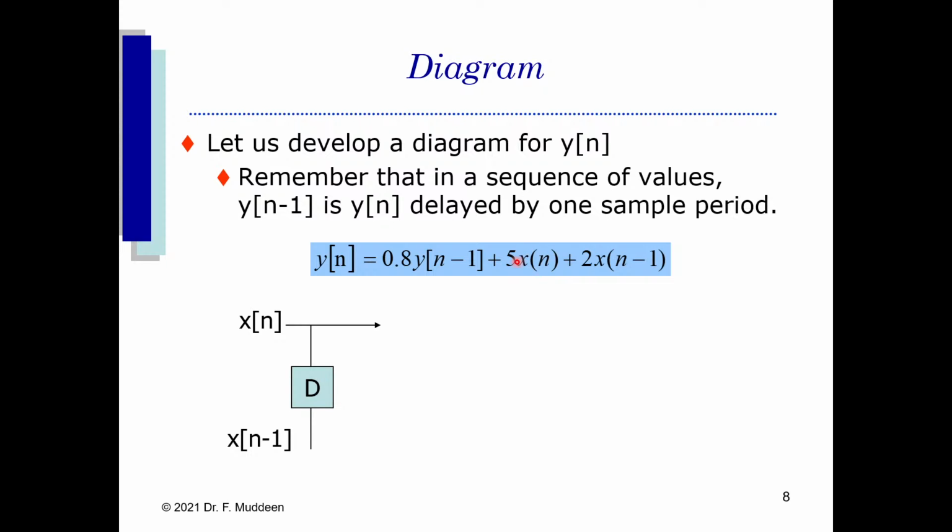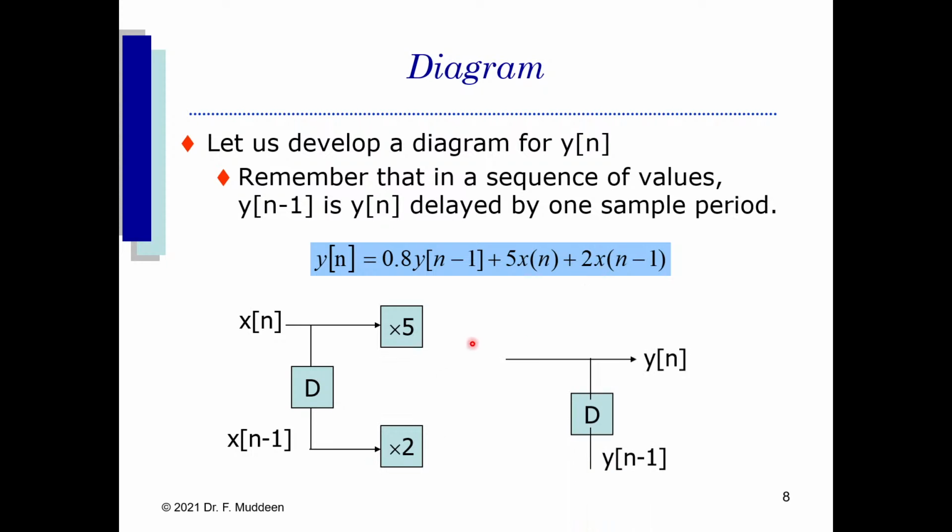For our x of n component here, we have a multiplication component of 5, which will be factored in here. So when we go straight across this line, we get our 5x of n. And then for our x of n minus 1 component, we have a multiplication component of 2. So when we go here, x of n minus 1 multiplied by 2 maps back to this here.